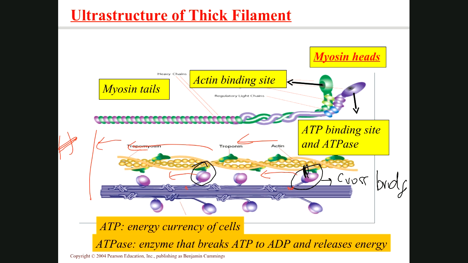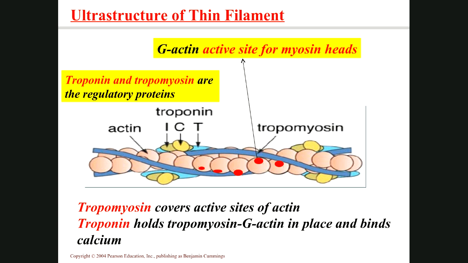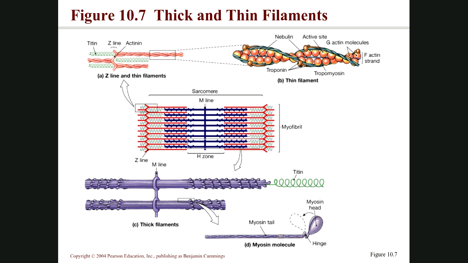And that's how the sarcomere will contract. On both sides of the H zone this is happening, as cross bridges are formed here and here, and the pivot of the myosin heads is going to bring the thin filaments towards the middle.